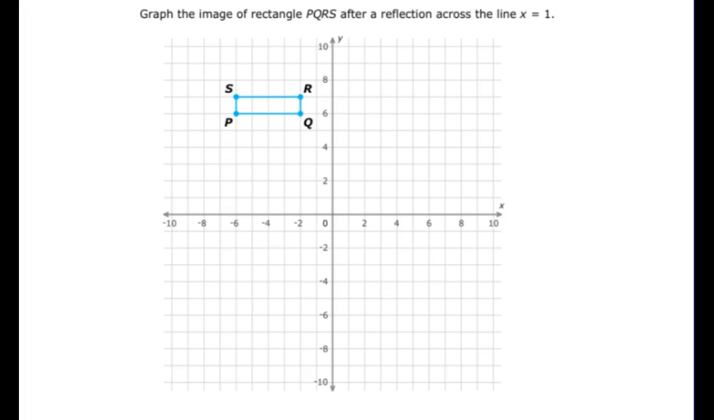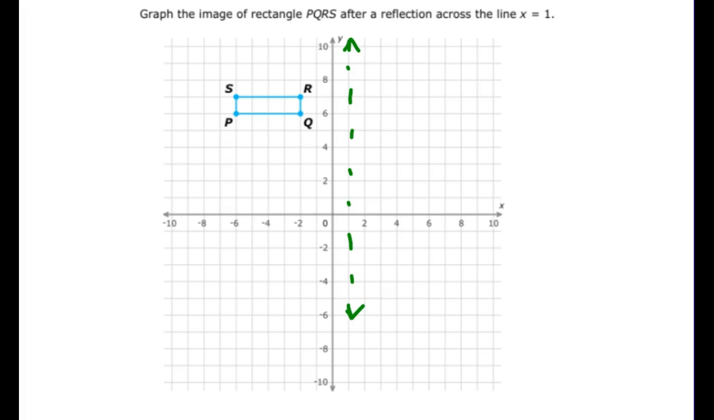In the second example, we want to graph the image of rectangle PQRS after a reflection across the line x equals 1. So the first thing I'm going to do is draw this line of reflection. x equals 1 is a vertical line that we can give ourselves as a reference point of where we're going to be reflecting across.